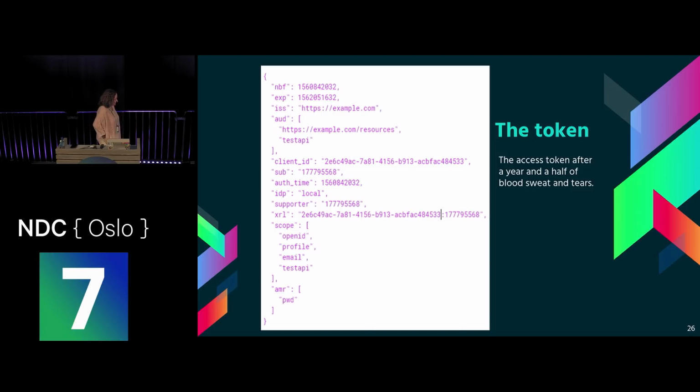And at the time I left, this is the shiny new access token. Much cleaner, isn't it? And look, email claims there. Or email scope, sorry. So that fixed the main issue. So why was this a problem?